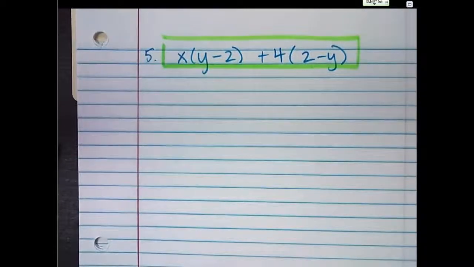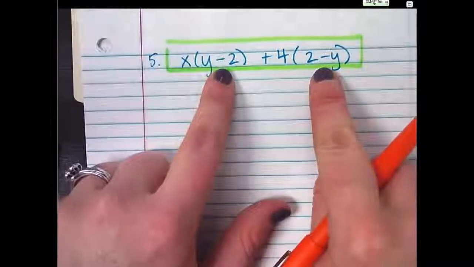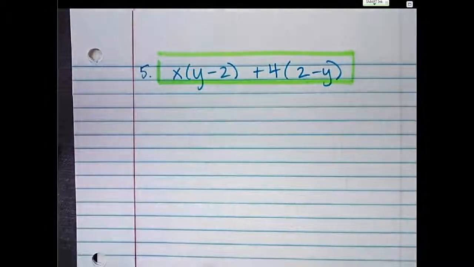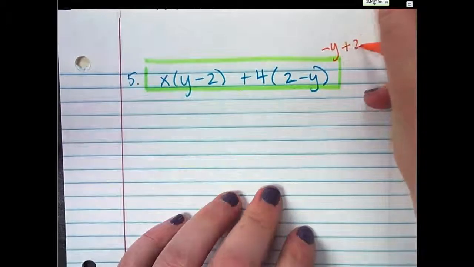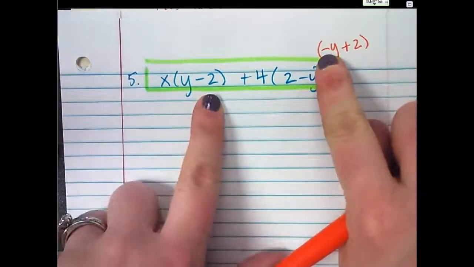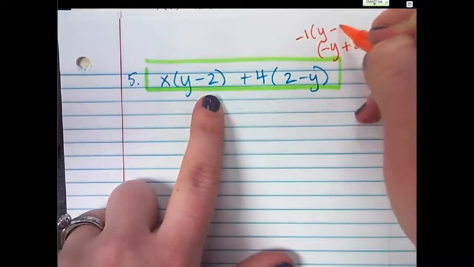So on this one, they kind of skipped that first step of having to take out a common term, but these are not the same yet. So how could I make the second one be like the first one? Take out a negative 1. So if you were to just flip it, it would be negative y plus 2. So now it at least looks in the same order, but then I want to take out a negative. So if I factor out a negative 1, I'm left with y minus 2.